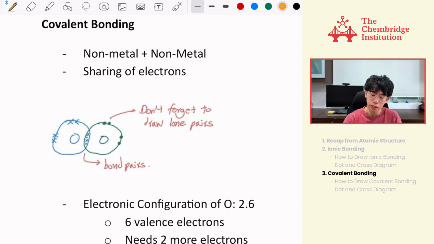Okay, next. Now let's talk about covalent bonding. Covalent bonding is between a non-metal and a non-metal. Because it doesn't contain any metals, and we know non-metals generally want electrons, if you pair a non-metal with a non-metal, neither of which is willing to give, they have to share electrons. So let's take a look at this example over here.